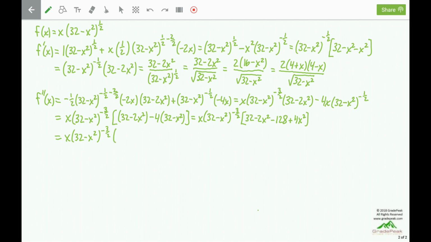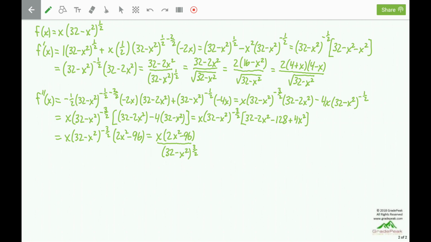We can combine like terms together inside of the square brackets and then write them as parentheses. We have a negative 2x squared and a positive 4x squared. Negative 2 plus 4 is 2, so we have a 2x squared. And we have a 32 minus 128, which is a negative 96. We want all powers to be positive, so we're going to move the negative 3/2 power to the denominator to become a positive 3/2 power. The x will stay in the numerator. The 2x squared minus 96 will stay in the numerator. And the 32 minus x squared will move to the denominator to become a positive 3/2 power.